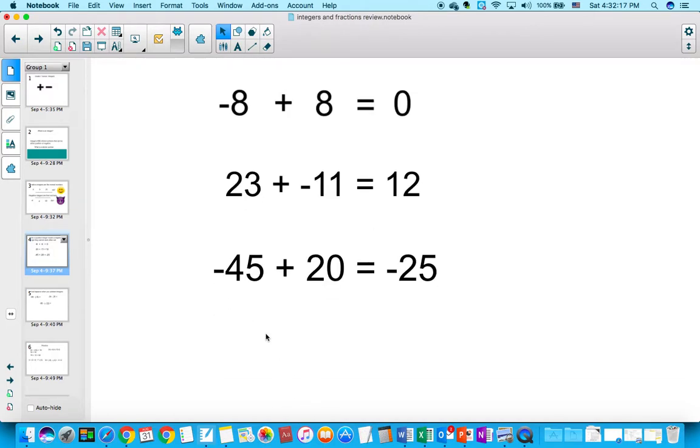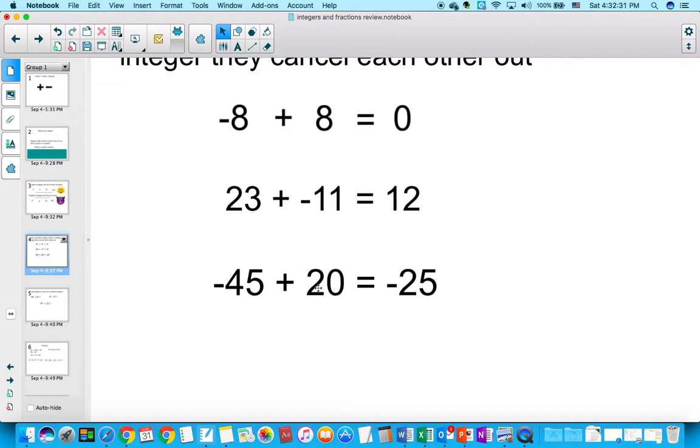Again here, we have negative 45 plus 20 equals negative 25. Negative 45, the 20 is canceling out 20 of the negatives. So you end up with negative 25. And again, you have made it bigger. Negative 25 is larger than negative 45.